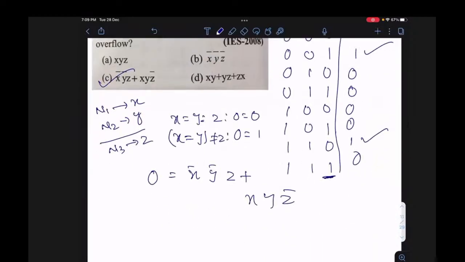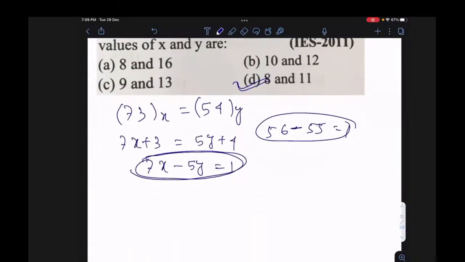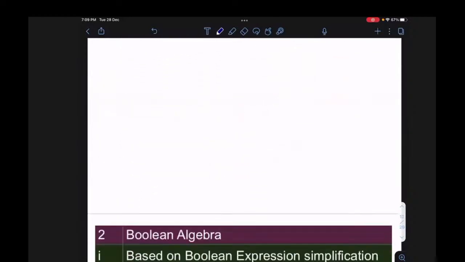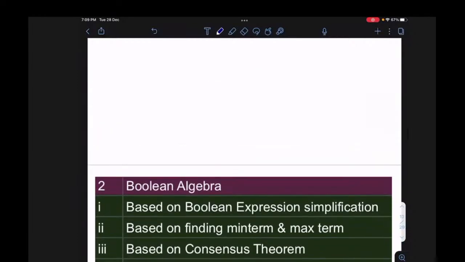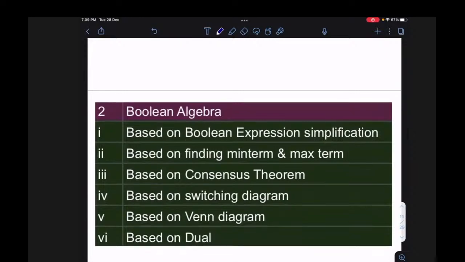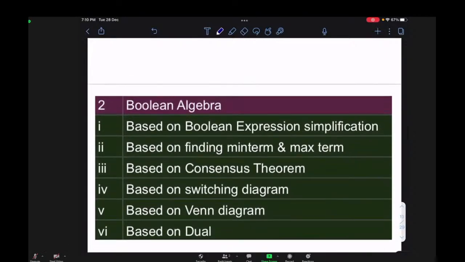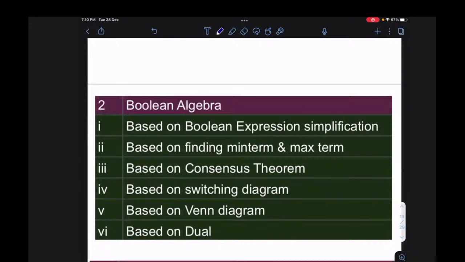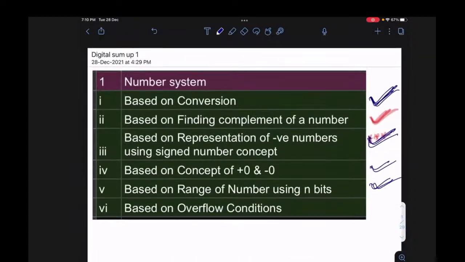Okay. So this is the questions of the number systems. Today is the first session, and I'm not going to drag this session for a longer period of time. In tomorrow's session, we'll have Boolean algebra, and this is the content of Boolean algebra. We'll see this content in the next class. So now let me take some questions.